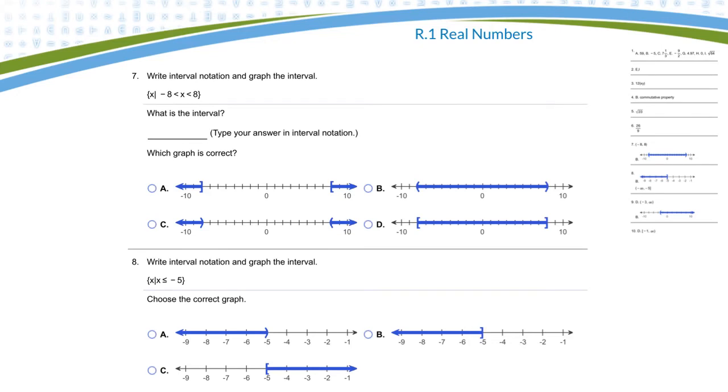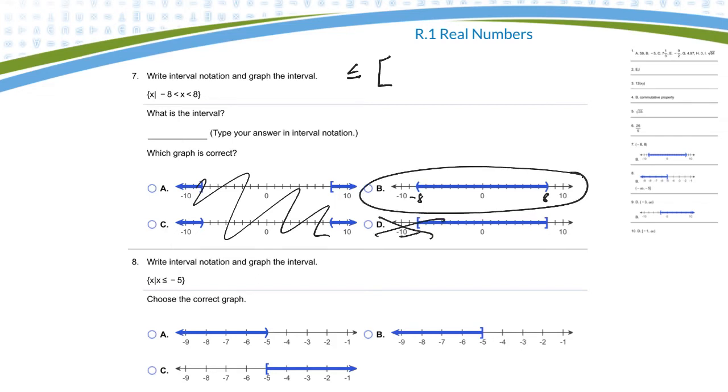So this says I'm going from minus 8 to positive 8. So minus 8, well, it's not these two, it's one of these ones. So here's minus 8 and here's positive 8. Now, if there's an equal sign, which there isn't, but if there's an equal sign, like if it's less than or equal to, then you use a square bracket to denote that equal to. So this one has a square bracket, so it can't be that one. Has to be this one.